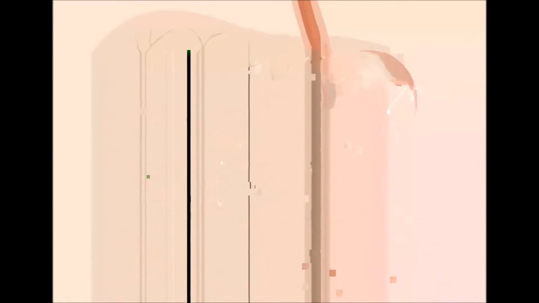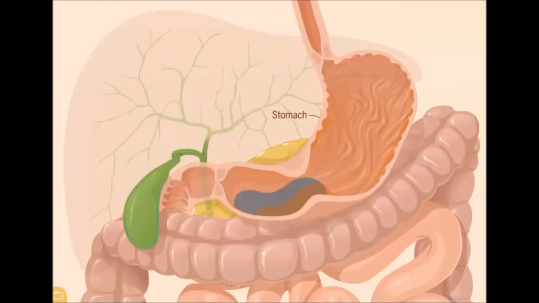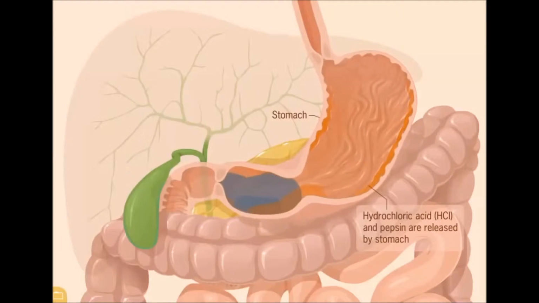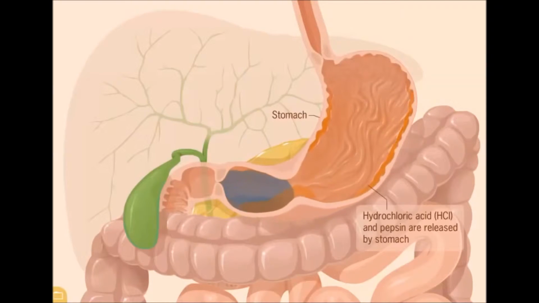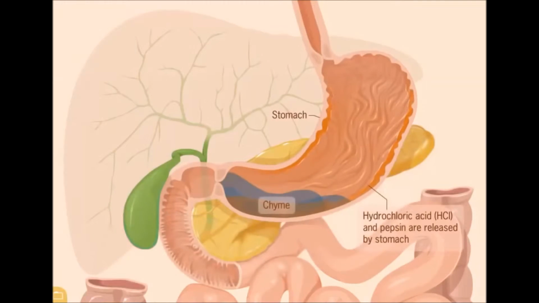Peristaltic contractions continue in the stomach, churning and mixing the food bolus with hydrochloric acid and the digestive enzyme pepsin. Neural and hormonal stimulation causes the release of pepsin by the stomach, which starts the chemical digestion of proteins. This helps reduce the bolus to a fluid-like substance called chyme.